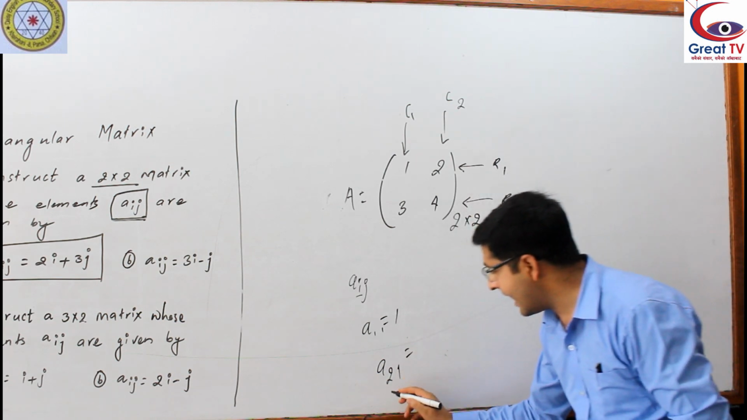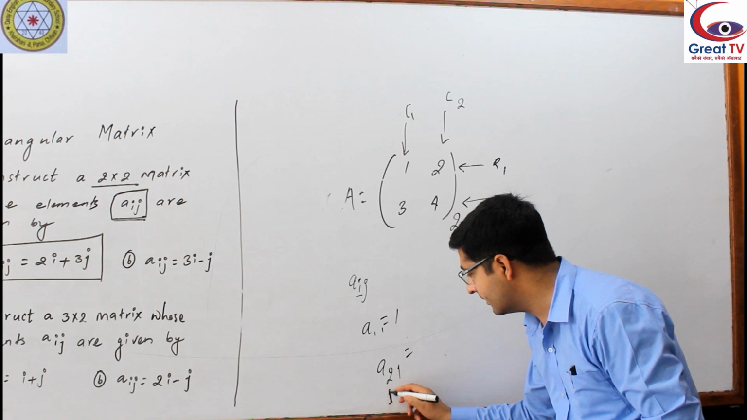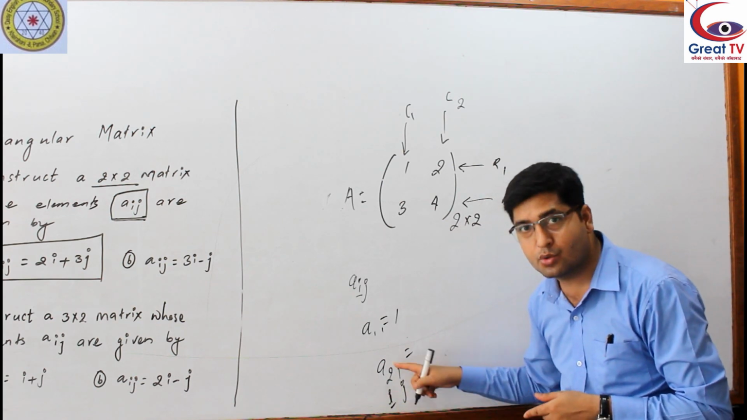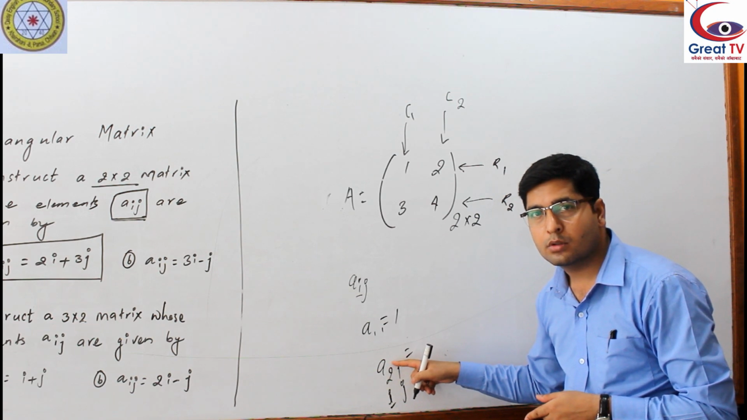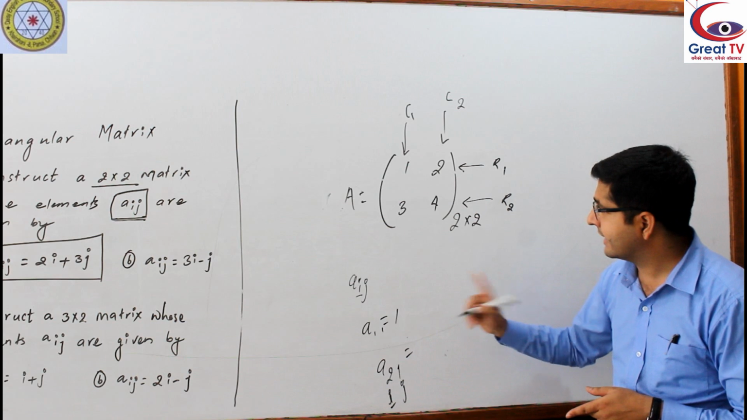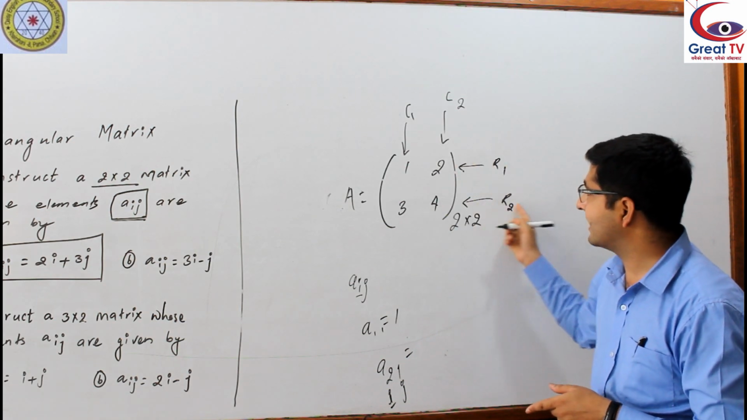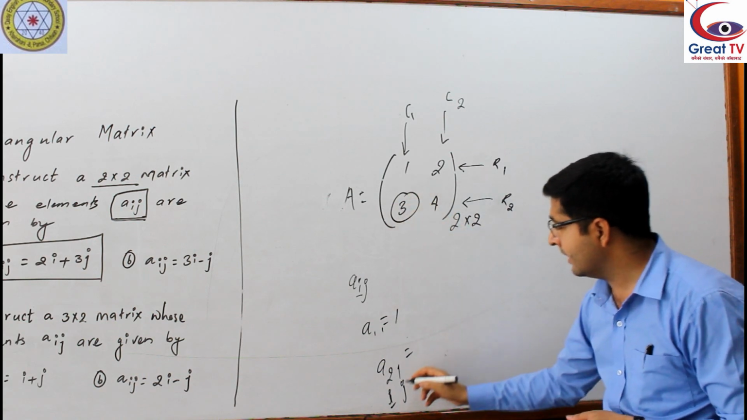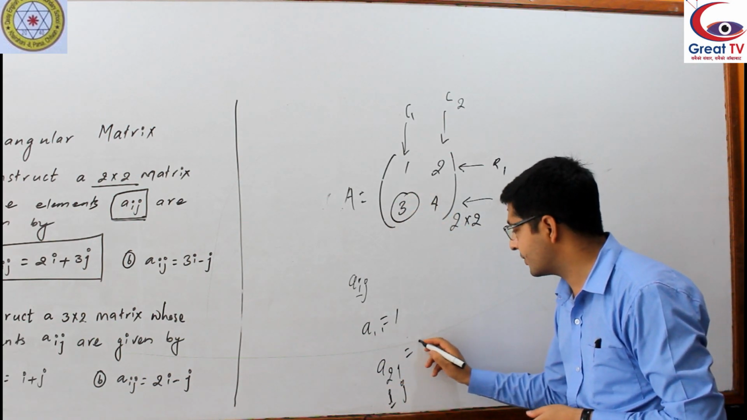You can see here aij, 2 represents i and 1 represents j. That is, the value of i is 2. Second row, then first column: a21 is equal to 3.